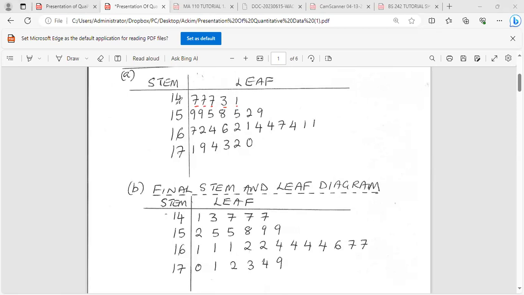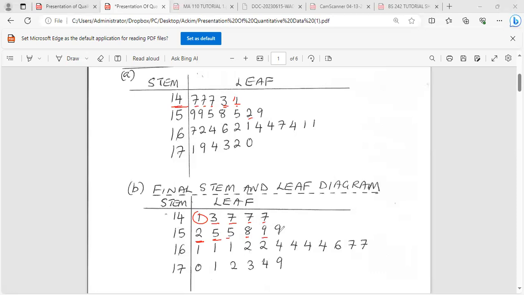In 14, we write the numbers now, starting with the smallest. So you begin with 1, then 3, then you have 7, 7, 7. So in each group, you begin with the smallest, then continue until the rest. So even in 15, you find that the first one is 2. That's the smallest. So you begin with 2 up. Then 5, 8, then 9, like that.